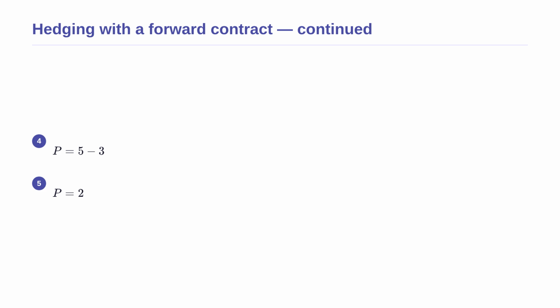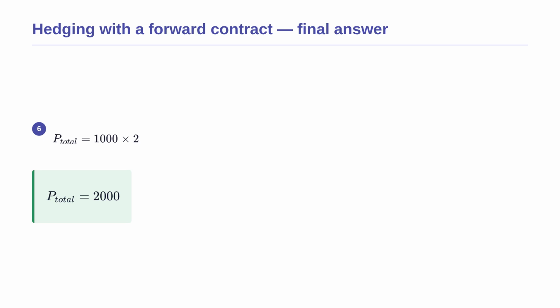open market. To find the total payoff, we must account for the entire size of the contract. We multiply the per pound payoff by the total quantity specified in the agreement. The contract was written for a total of 1,000 pounds of coffee beans. This multiplication scales our unit profit up to the final total profit. The total payoff calculated is $2,000.